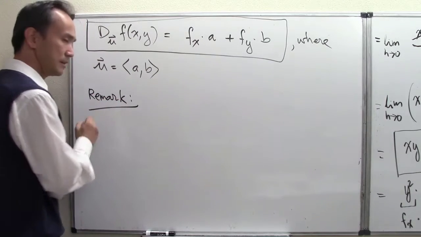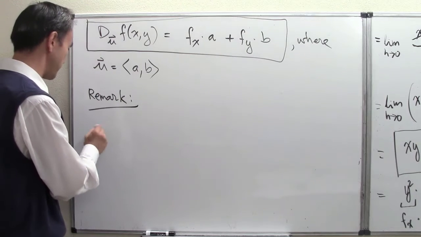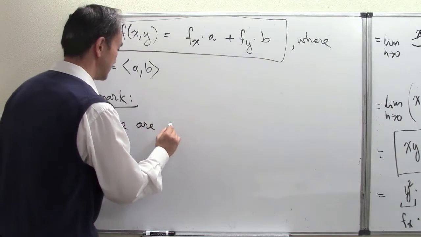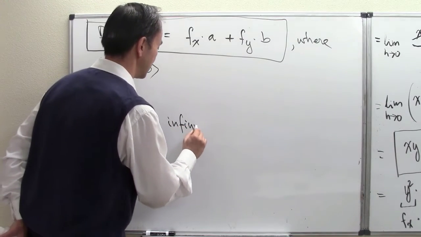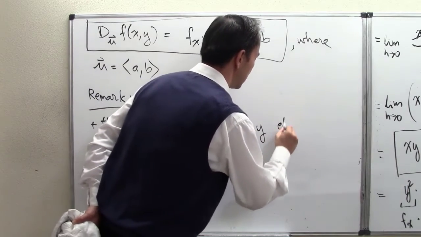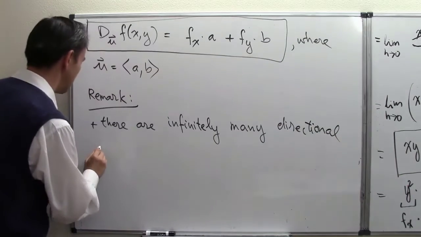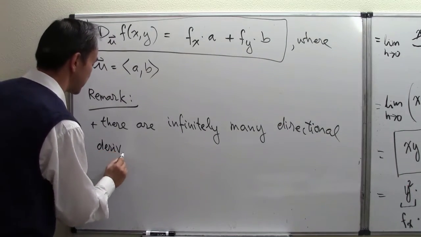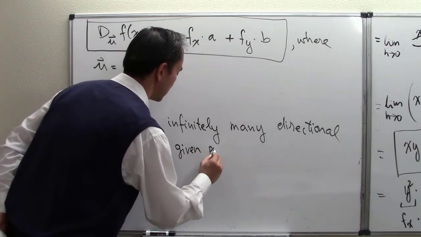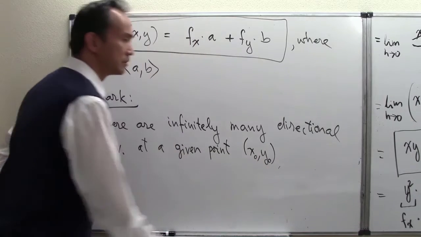There are infinitely many directional derivatives at a given point x sub 0, y sub 0.